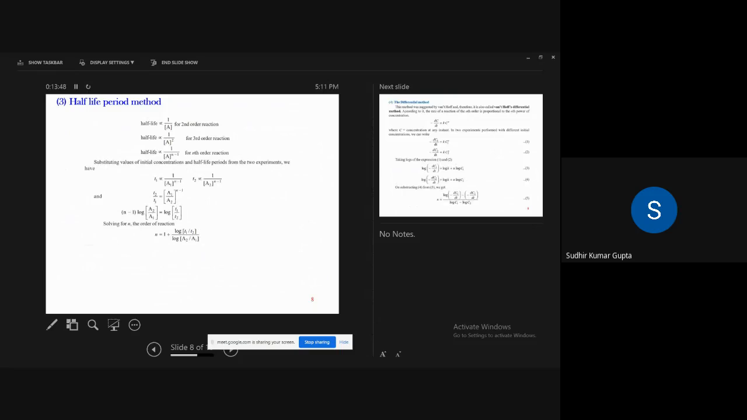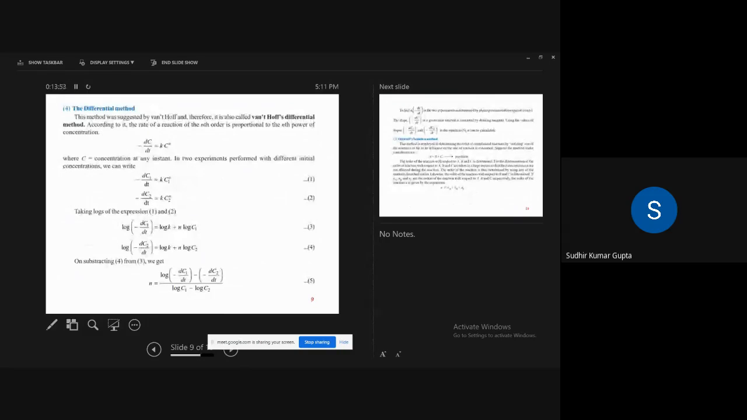In the fourth method, we use differential equations, and for that reason it is called the differential method. It was first suggested by Van't Hoff, so it is also called the Van't Hoff differential method. We know that for any reaction, the rate for nth order is given by minus dC by dt is equal to kC to the power n, where n is the order of reaction and C is the concentration of reactant at any time t.